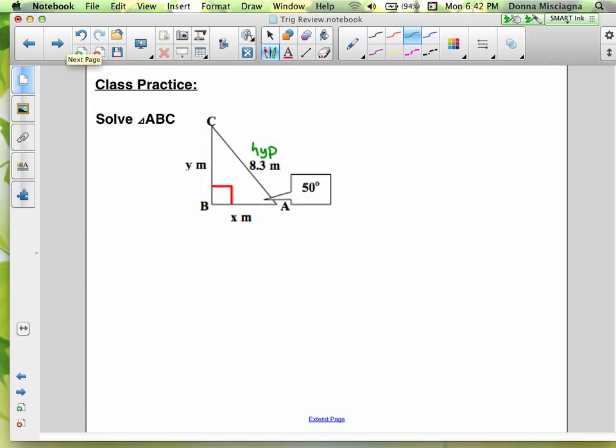Relative to angle A, x is the adjacent side. Who uses adjacent and hypotenuse? Of course, that is cosine. So first thing we're going to do is solve for x. We have cosine 50 equals, the adjacent side is what we're looking for, the hypotenuse we know. Multiply both sides by 8.3 to isolate the variable.